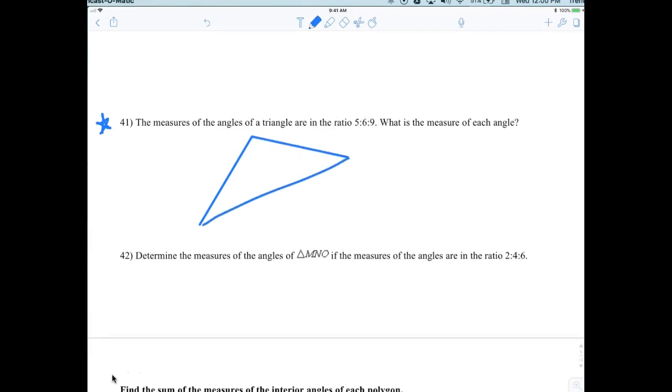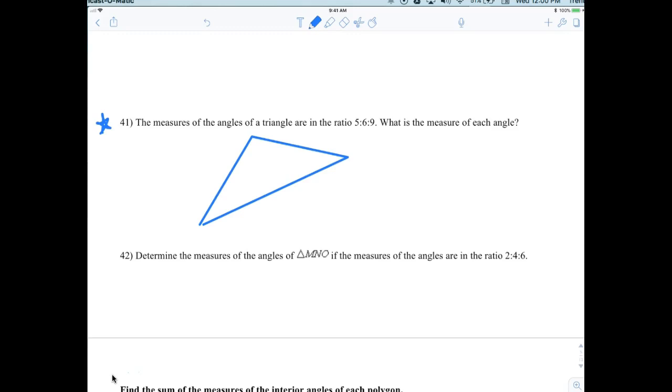And I want you to tell me what it means if the measures of the angles are in a ratio of 5 to 6 to 9. What does that mean? Multiply them by what, though? 180? No, definitely not. 9? 3? Whatever number it is.